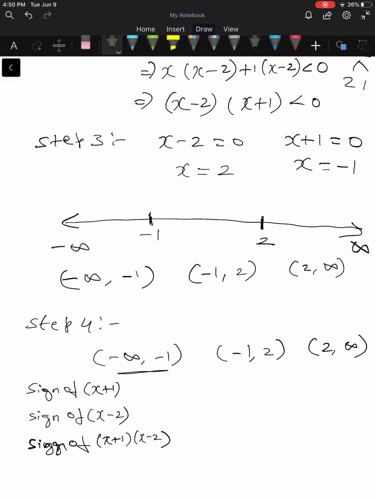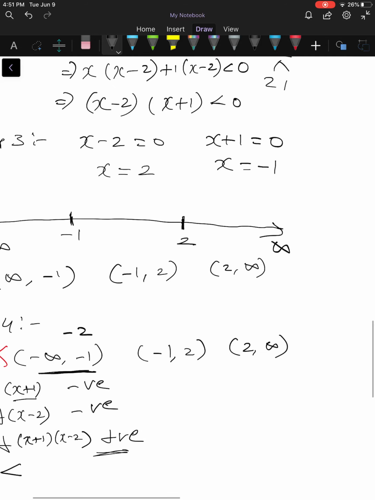So what is the trial value between negative infinity comma negative 1? I'll consider negative 2. Negative 2 plus 1 gives negative 1, so that is negative. Negative 2 minus 2 would be negative 4, that is negative again. So negative times negative is positive. Can we have positive? No, because our inequality says less than something. So we are going to rule out this interval.